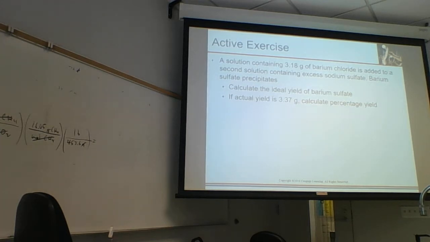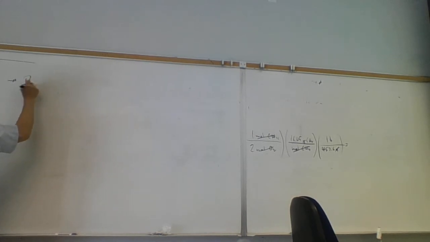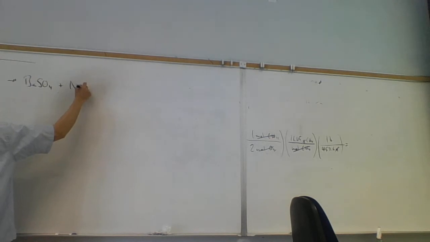All right, so barium chloride, what's the formula for barium chloride? BaCl2. Sodium sulfate? Na2SO4. What kind of reaction does this look like? Yeah, double replacement. And so the products? Does that look right?